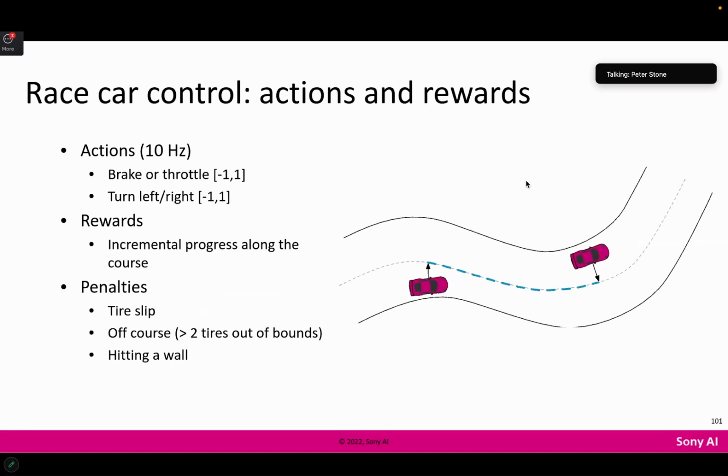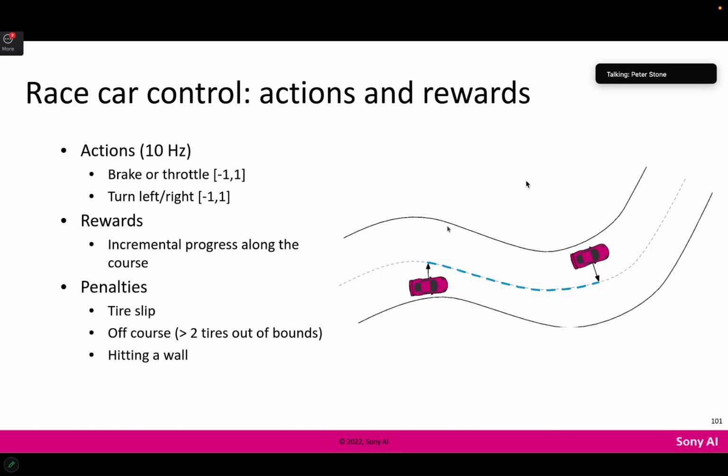So to answer one of the questions that came up in the chat already, some of the details of the control interface. The actions are simply brake or throttle. So it's a two-dimensional action space at 10 hertz. -1 is full brake, +1 is full throttle, and the car can be anywhere in between. For steering, -1 is full left, +1 is full right, and you can also set the steering wheel anywhere in between.